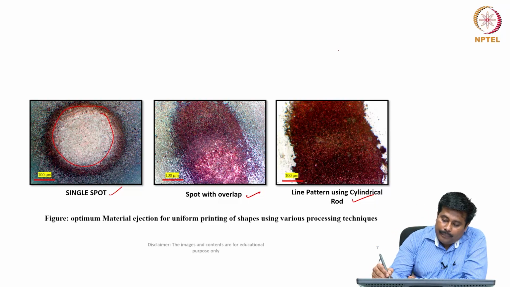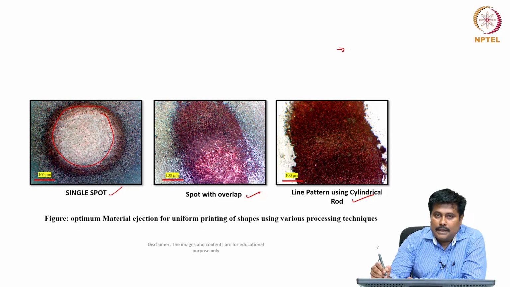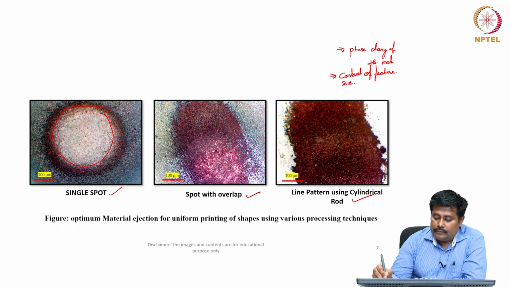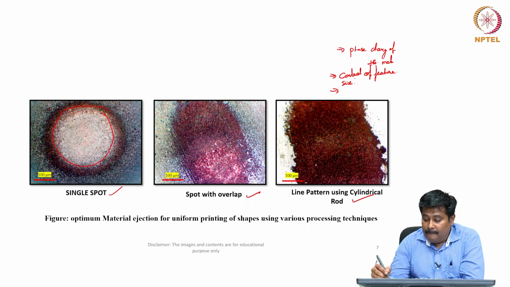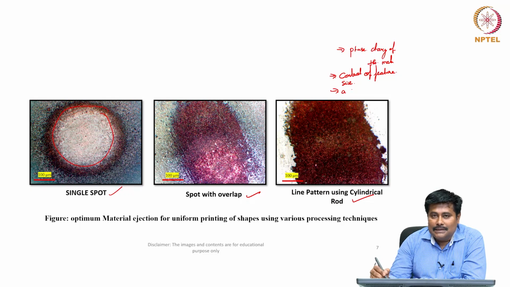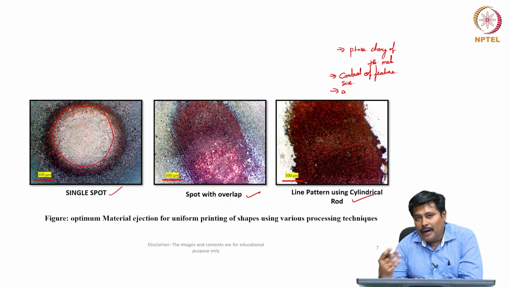Now the major limitations of this particular process are the phase change of the material, control of feature size, and the appropriate adhesion capability. There is a chance that it may lead to a certain amount of defects within the ejected region if air entrapment happens within the system.